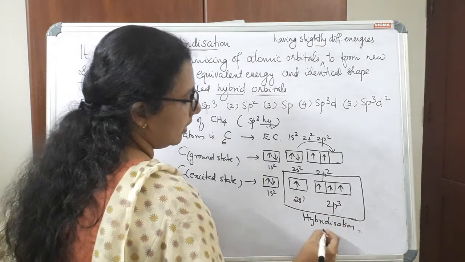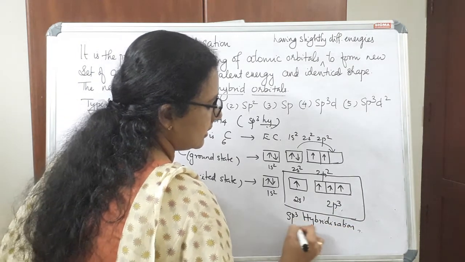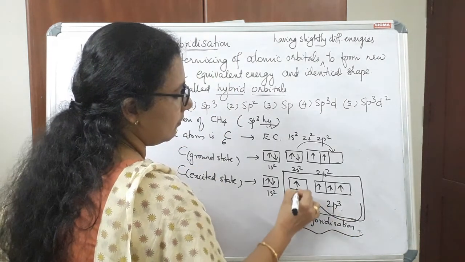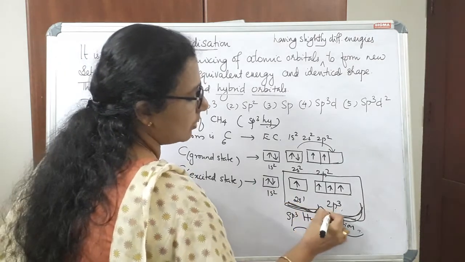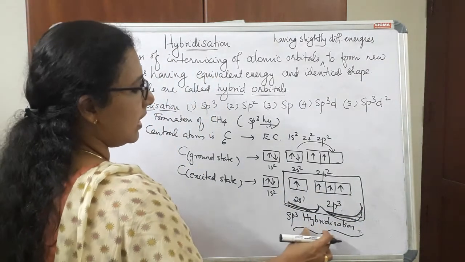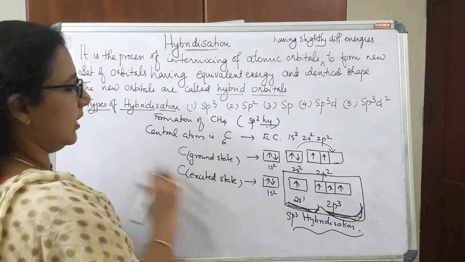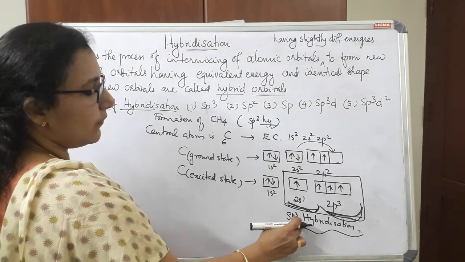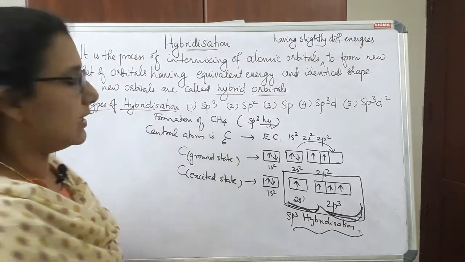So sp3 hybridization takes place. So sp3 hybridization means this s orbital and these 3 p orbitals hybridize together, and sp3 hybrid orbitals are formed in the case of carbon. Now this carbon is having a new set of orbitals, that is sp3 hybrid orbitals.